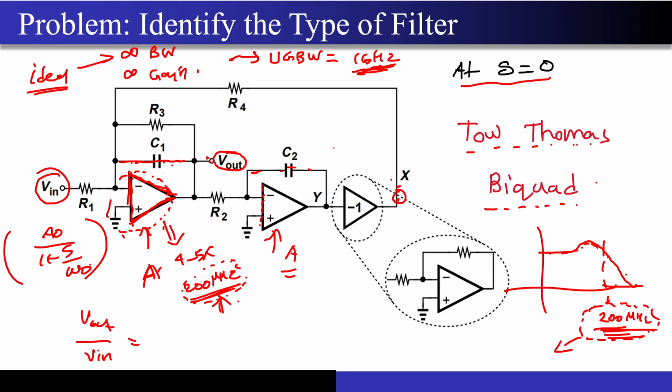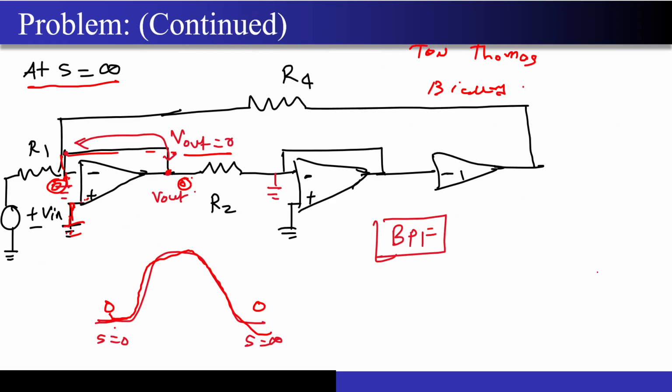This filter bandwidth has to be tunable. So how can I change the bandwidth of my filter? My resistors that you are seeing over here have to be tunable now. Unless and until these resistors and capacitors are tunable, I cannot tune the 3 dB bandwidth of my filter.